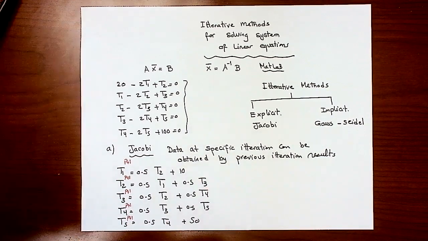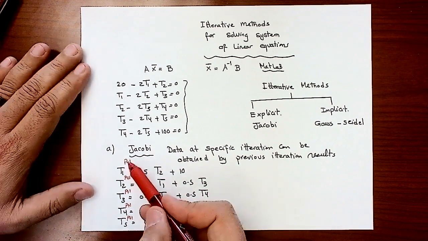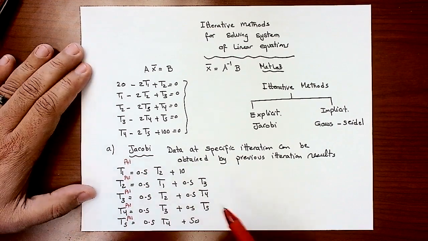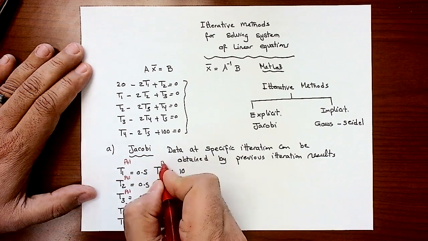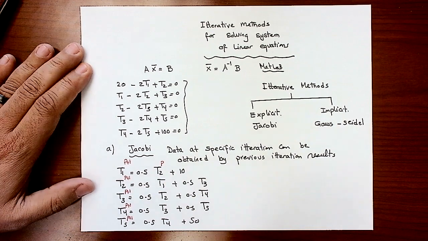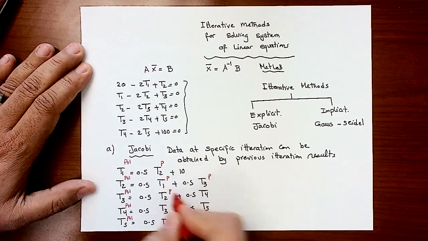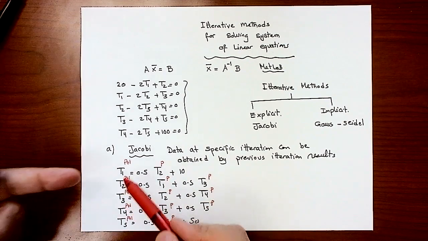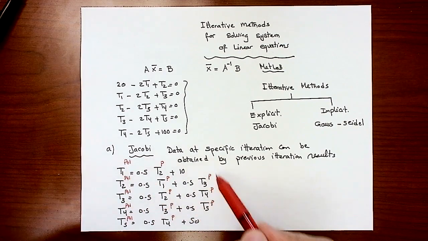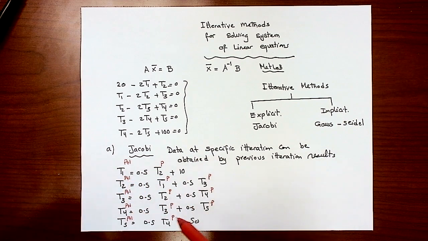According to the definition of Jacobi or the explicit method, to get the data at a specific iteration, you need the data from the previous one. So every piece of information here is obtained at iteration P. If you need to get the information at iteration 10, you need all the data from iteration 9. Then if you want to get iteration 11, you're going to need the data from iteration 10. So you are marching step by step.